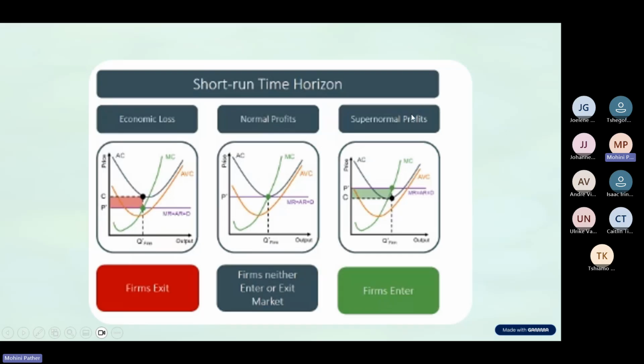Okay. On the other hand, a supernormal phenomenon is supernormal profits. In this scenario, your market price is actually set above your average cost curve. That is an exceptional situation. It doesn't happen very often, but for example, the AIs experience this for a very short period of time.